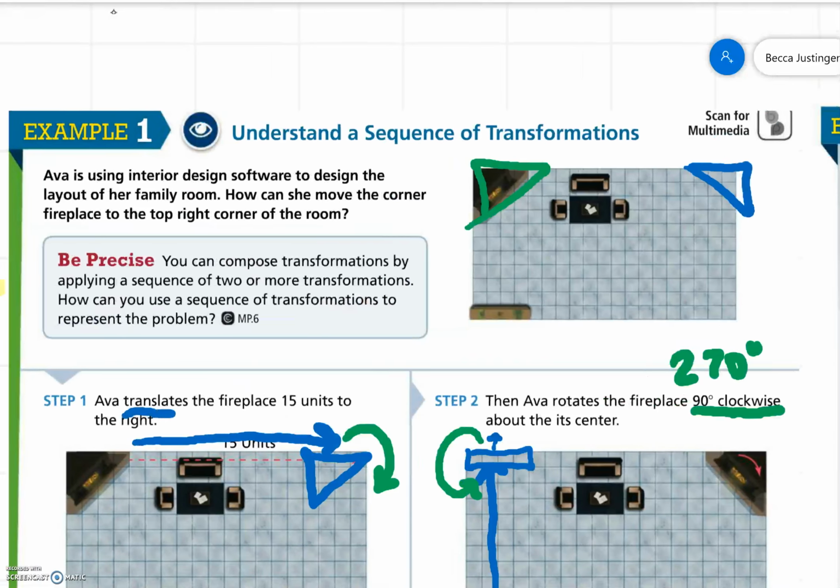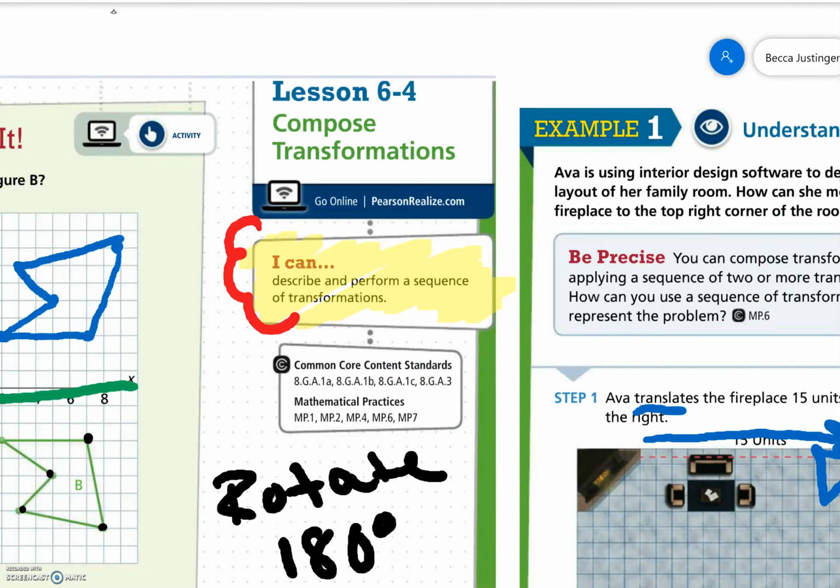Okay, 8th grade, let's say it. I can describe and perform a sequence of transformations.